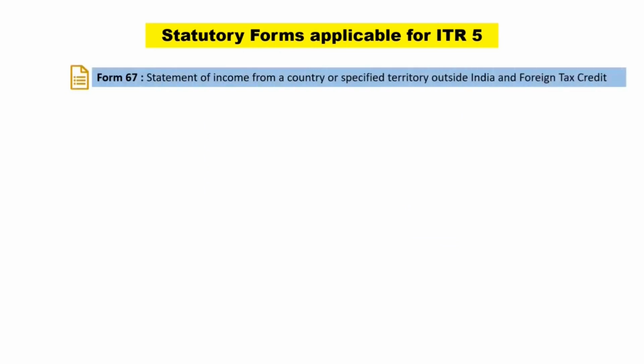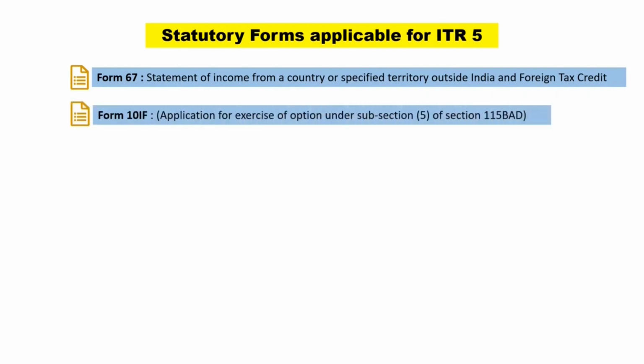Let us first see the statutory forms applicable for ITR 5. Some of the forms which can be applicable on ITR 5 are Form 67, Statement of Income from a country or specified territory outside India and foreign tax credit. Form 10IF, Application for exercise of option under subsection 5 of Section 115BAD.